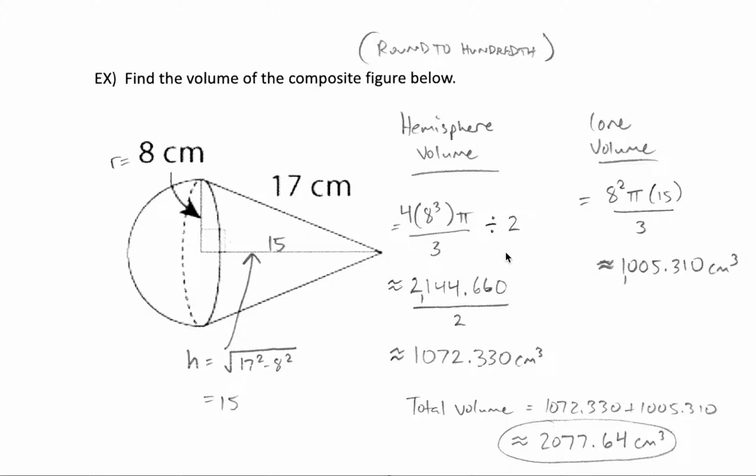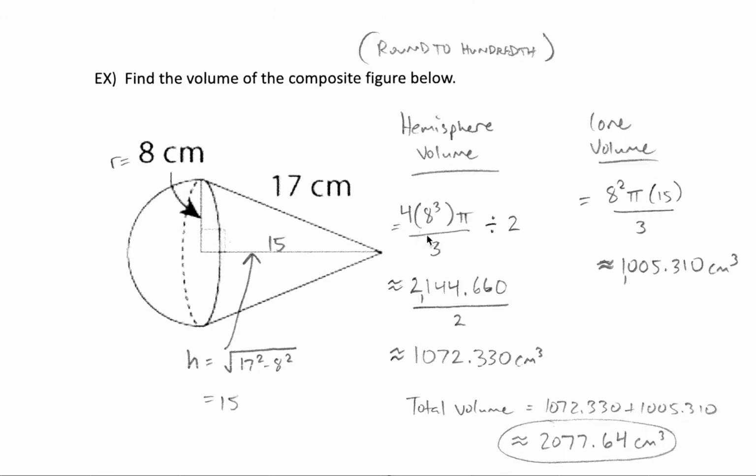One thing you can do, a little trick here, rather than dividing your answer here by 2, you could just divide by 6 instead of 3 here, and that would take care of your hemisphere volume without doing an additional step. Dividing by 3 and then dividing by 2 is the same as dividing by 6. So you could take this top part and divide it by 6, and you would get the half sphere volume.